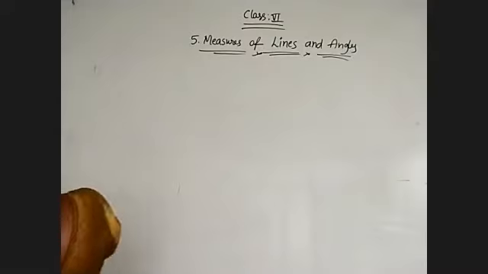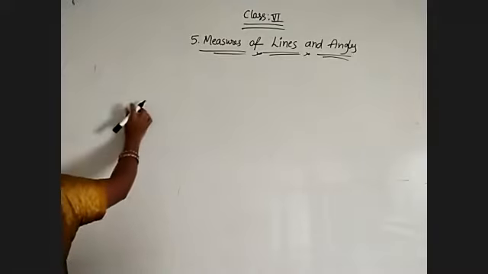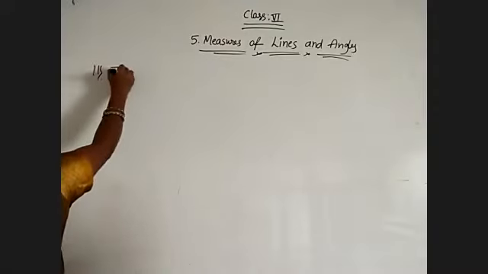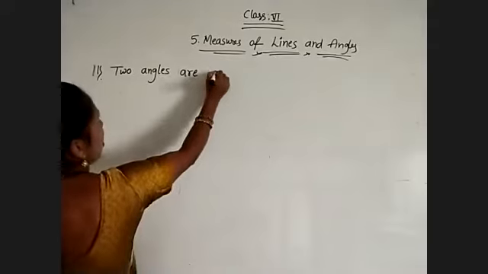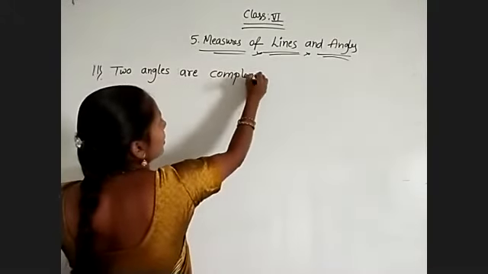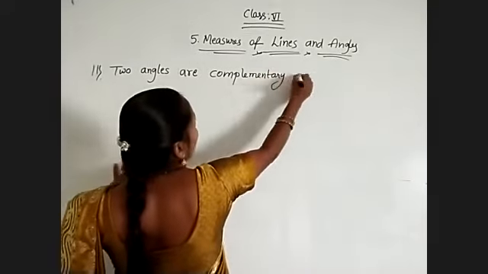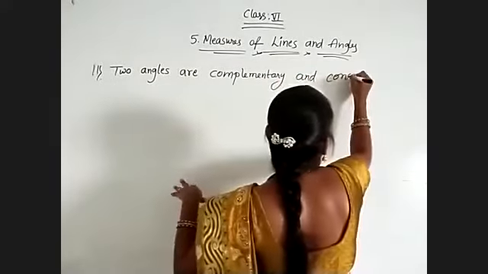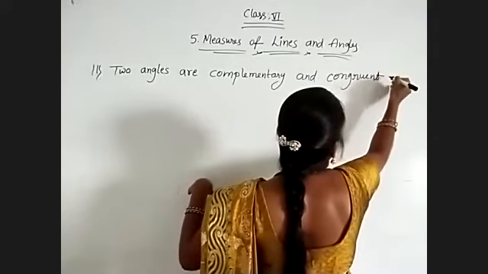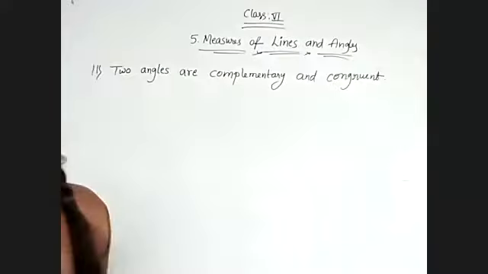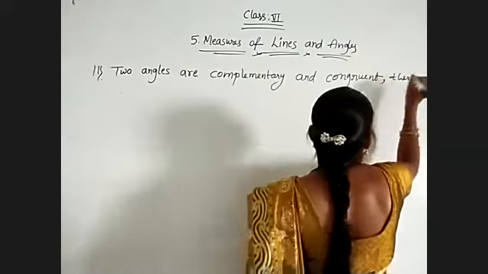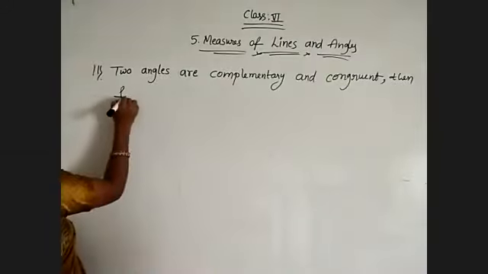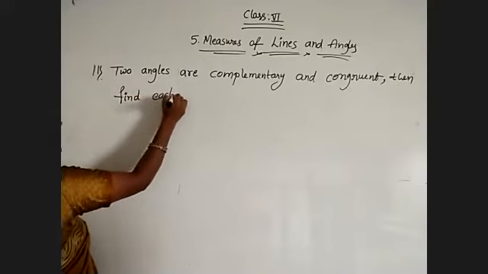Now coming to one more question, that is: two angles are complementary and congruent. Then find each of the angles.